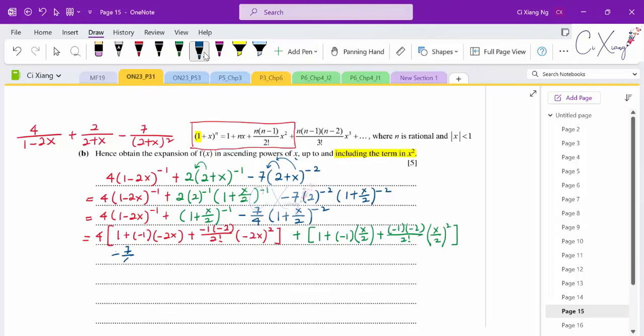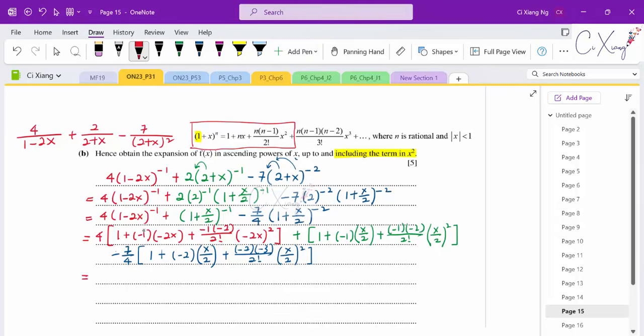Next one, third bracket. So copy negative 7/4. First term is a 1. Second term is nx, so your n now is negative 2, because the power is negative 2. x will be x/2. Then the third term is n(n - 1), so negative 2 times negative 3, divided by 2 factorial, then x squared, so you're having the x and then you square it. I hope that you can see very clearly that I try to separate them by using different colors of the pen.